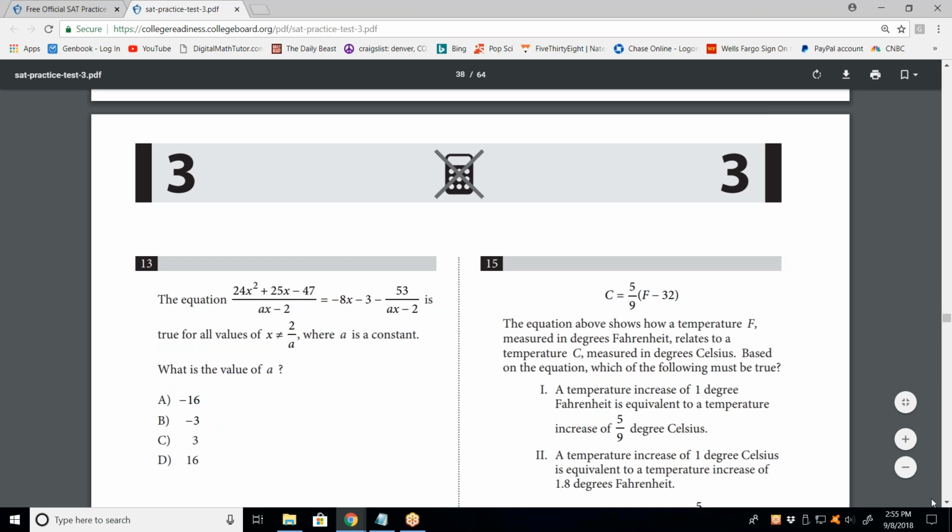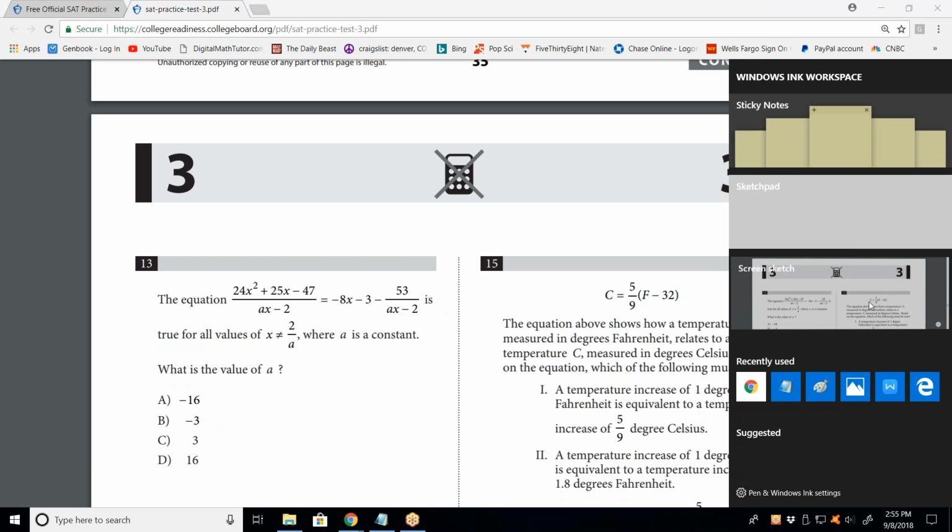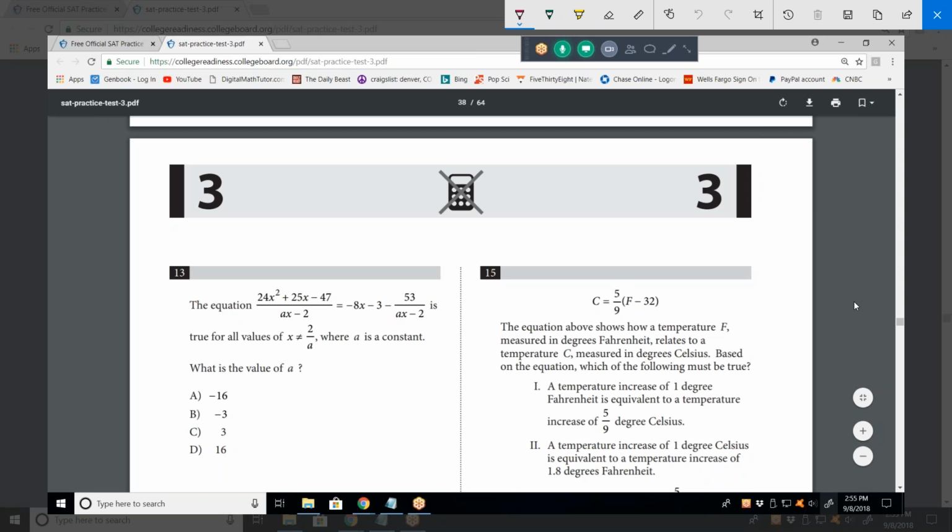The reason x cannot be equal to 2 over a is because you would be dividing by 0. So this is not really a critical part of the problem. It's just the way math problems are always presented to you. They always restrict you from dividing by 0. So we're not really going to use that in our solution unless our solution comes out to be that, and then we'll have a problem. But let's just try to solve it. It's a hard algebra problem, but not as hard as it might look.